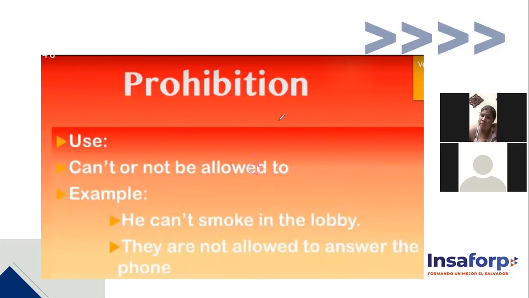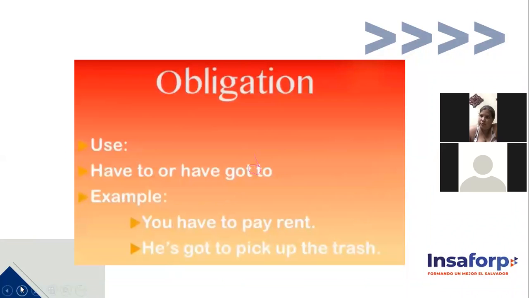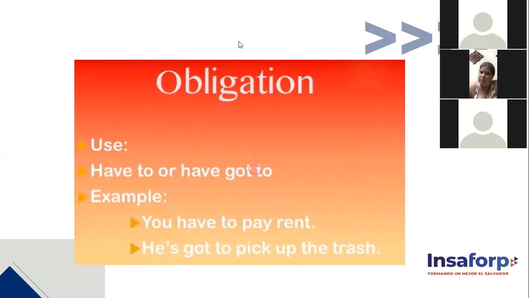Maybe, let's see, Emma, please help us with the next one. Give me a second while I display it. Here we go. Obligation, Emma. Help us, please, read. Obligation, use have to or have got to. Example, you have to pay rent. He's got to pick up the trash. Right. So there's no option. If you don't pay your rent, you might be in trouble if you are renting, right?